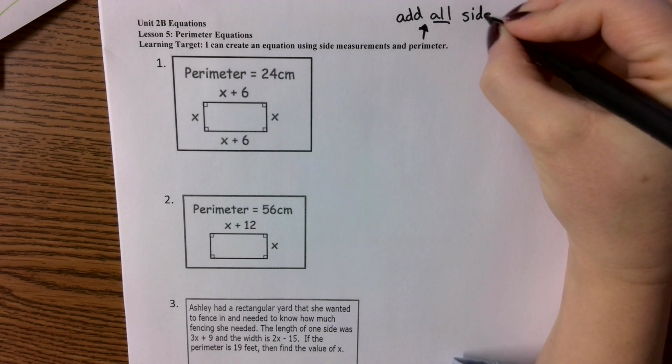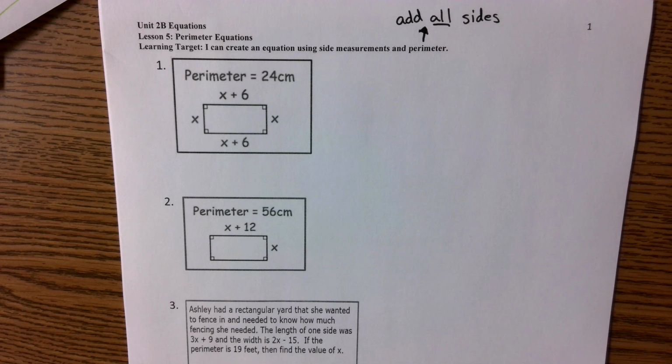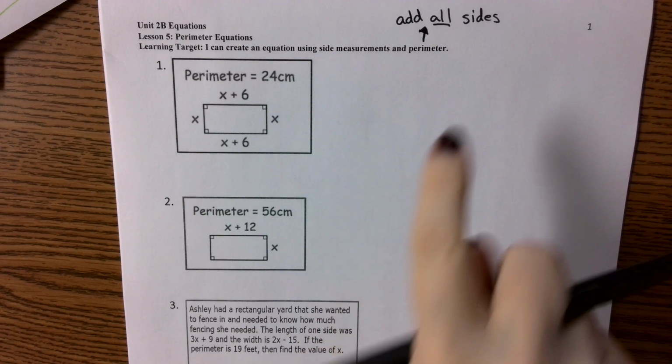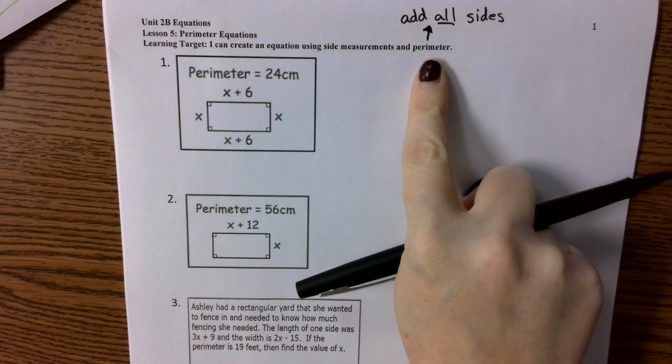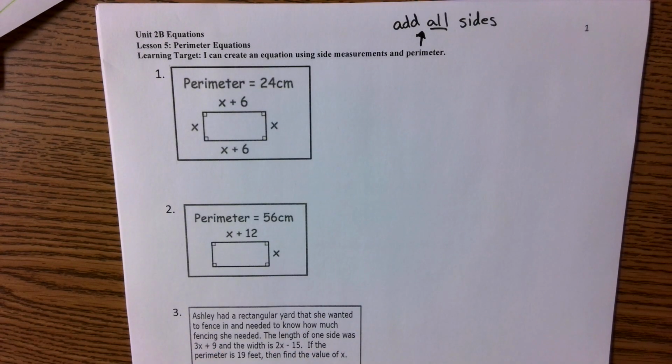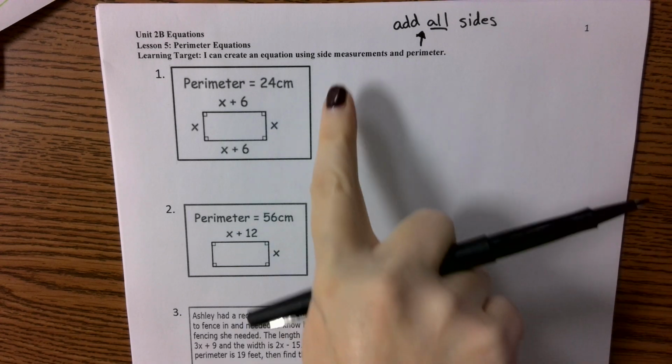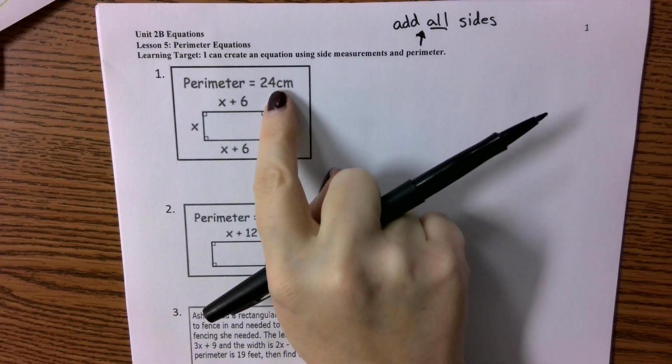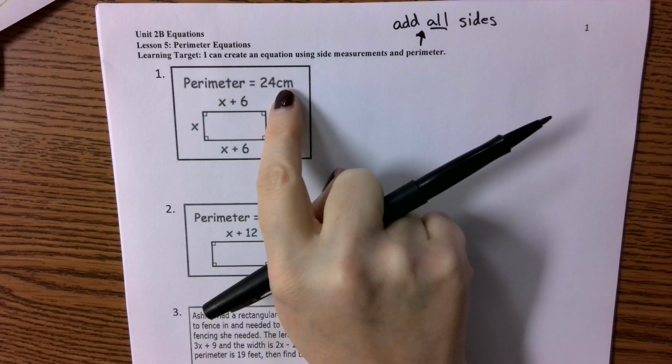So if I'm talking about a rectangle, it has how many sides? 4. So I should have 4 expressions that I am adding together to equal my perimeter. When we were doing our expressions unit, we always just created the expression, but we never actually solved for the variable. Now we can solve for the variable by stating, hey, our perimeter is equal to something.